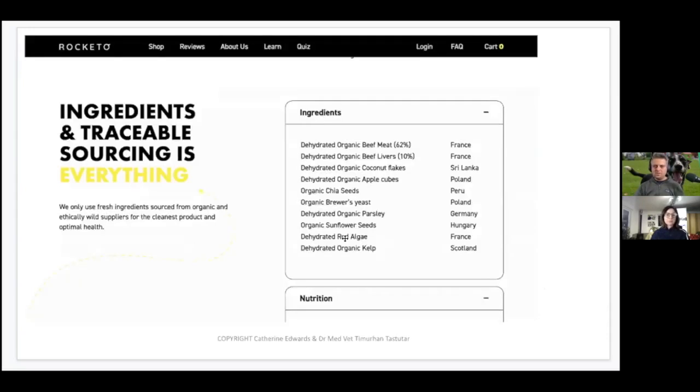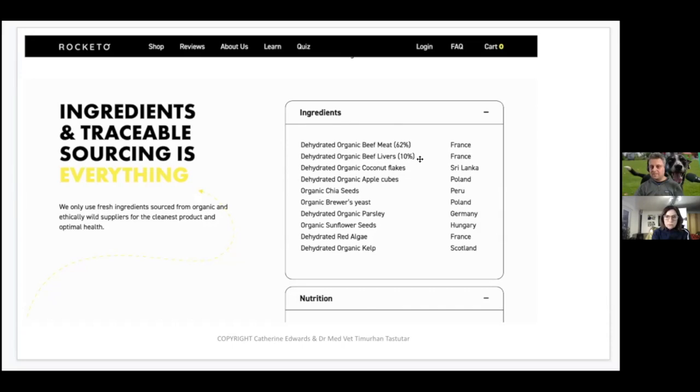All right, let's go to, last video, if you didn't watch it, both Catherine and I worked together with Rocketo before. So this is a typical ingredients list here. So here is a bit of a different approach. Here, organic beef meat means really meat. It's not any skin or anything. This is really muscle meat, because then we have the beef livers.